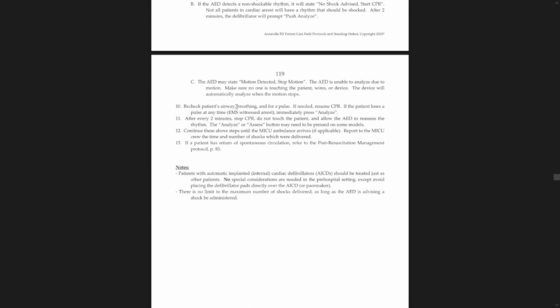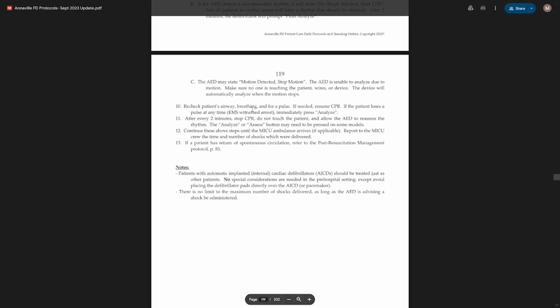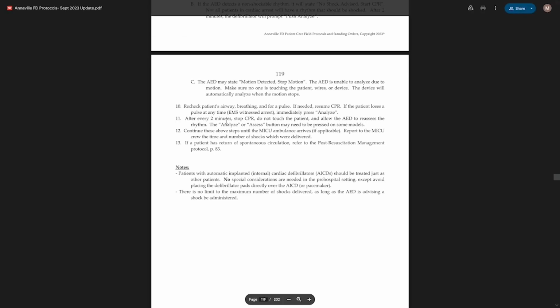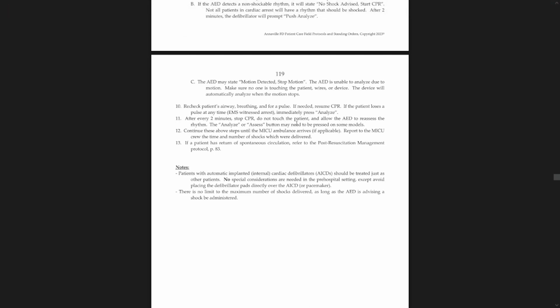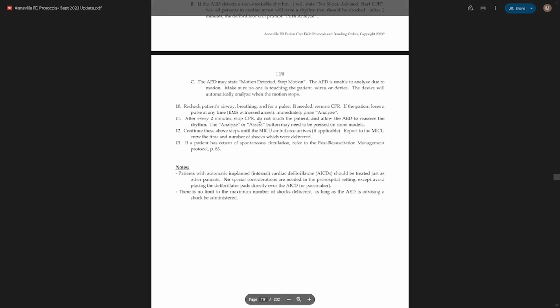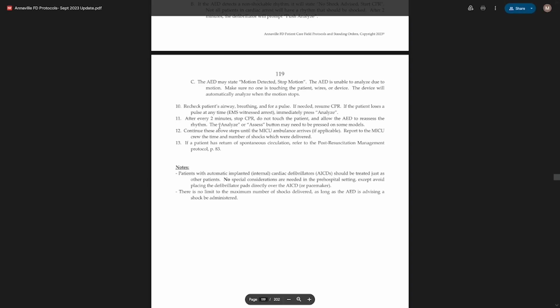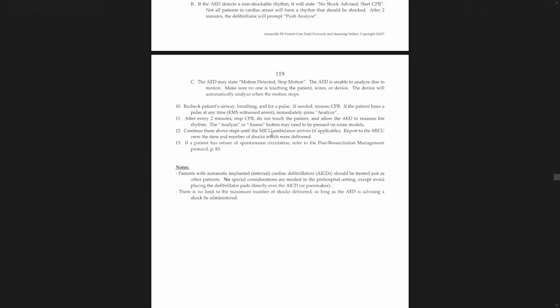Recheck the patient's airway, breathing, and for a pulse. If needed, resume CPR. If the patient loses a pulse at any time, or for an EMS witnessed arrest, immediately press Analyze. After every 2 minutes, stop CPR, do not touch the patient, and allow the AED to reassess the rhythm. The Analyze or Assess button may need to be pressed on some models. Continue these steps until the MICU ambulance arrives, if applicable. Report to the MICU crew the time and number of shocks that were delivered.